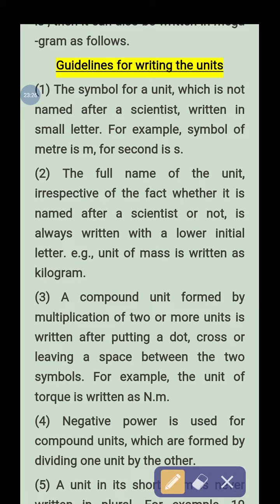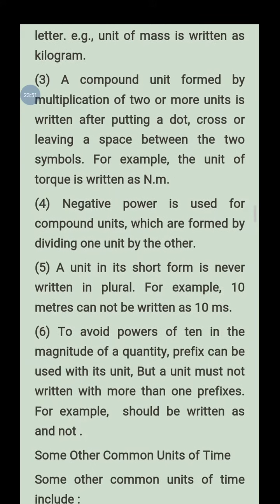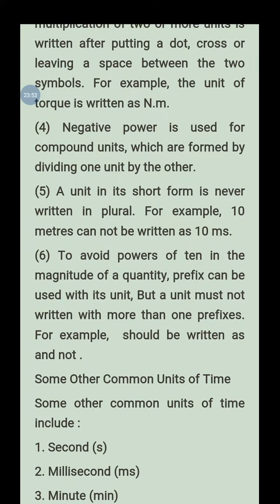Like if we are going to write the unit of torque, that is Newton meter, N·m, we can separate them by using a dot, or a space, or a cross, whatever. But we have to show some sign to separate them if we are going to use two or more than two units. Negative power is used for a compound unit, which is formed by dividing one unit by another unit.